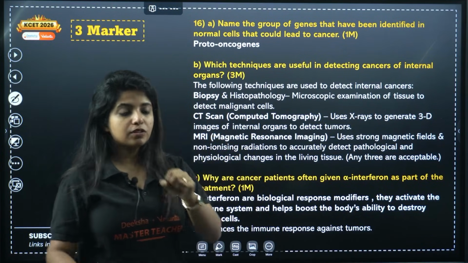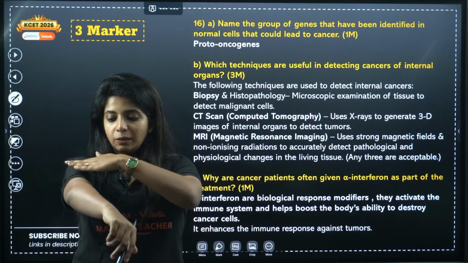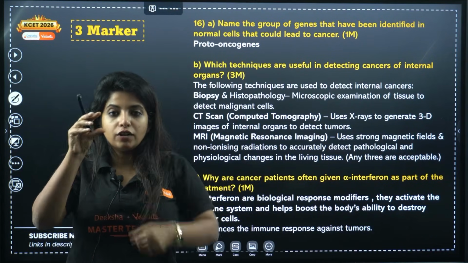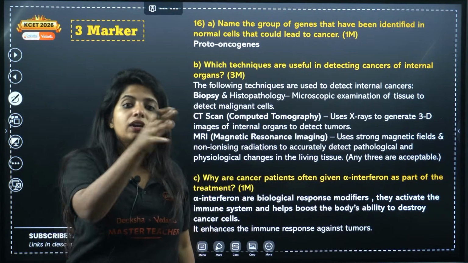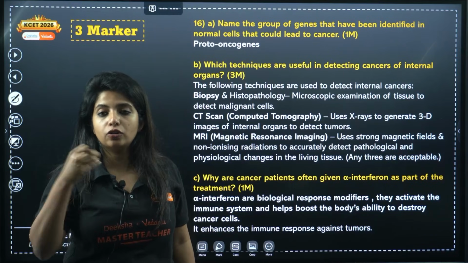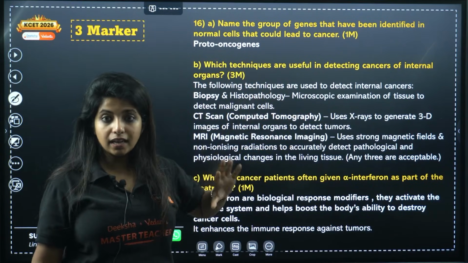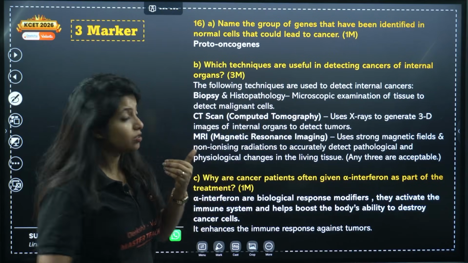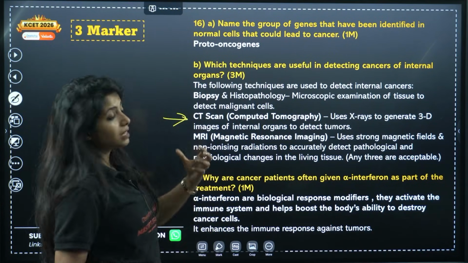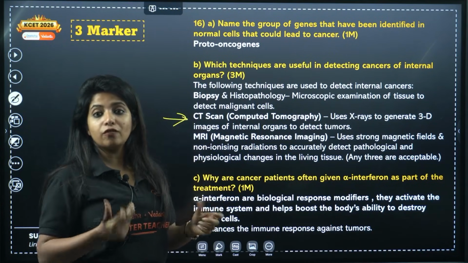First thing, suppose there is a lump over here. I take out a bit of the tissue, that is known as biopsy, and when I do the testing, this is known as histopathology. So microscopic examination of tissue to detect malignant cells. Apart from that, CT scan. Now this is the most important thing, which basically gives an idea of the 3D structure of an internal organ.